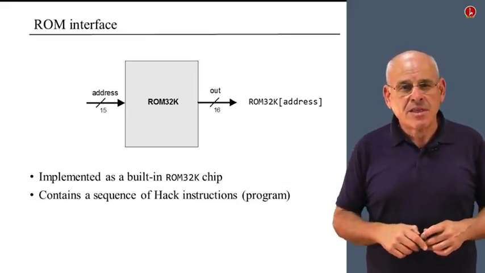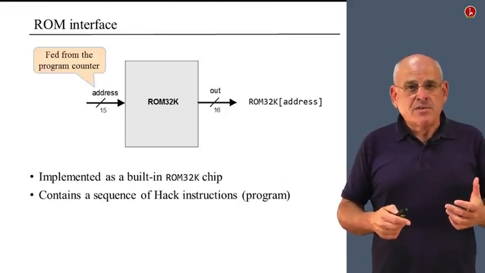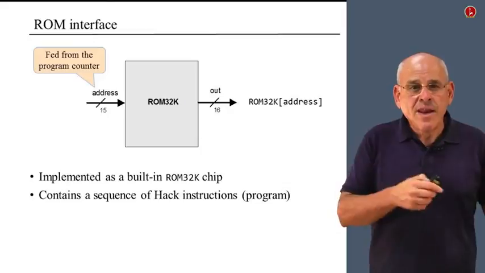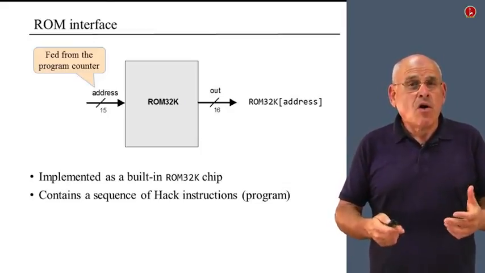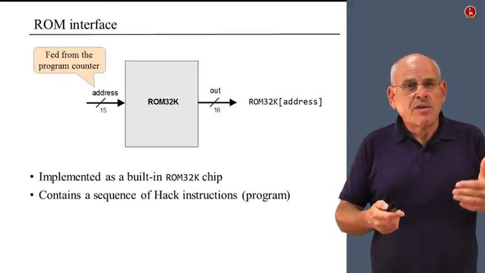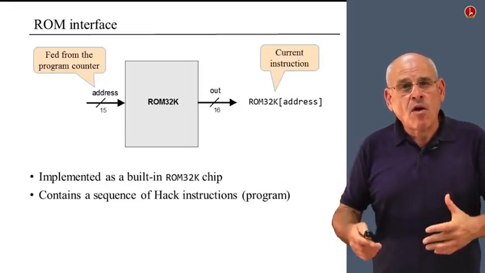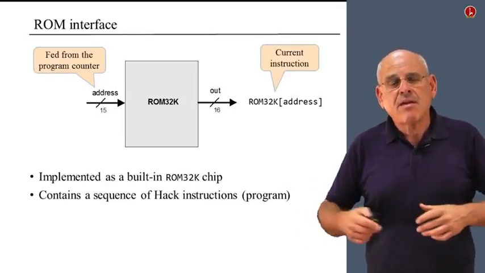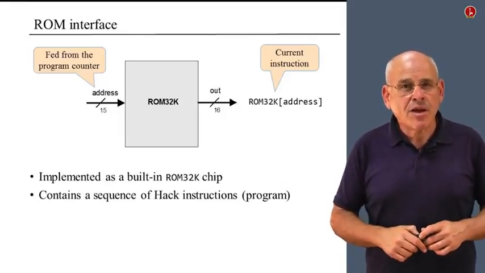So if I enter 17 into the address input, what will come out is the contents of register number 17. So it makes a lot of sense to take this ROM and connect it to the program counter, because the program counter always emits the address of the next instruction. So if we feed this address into the ROM, we are guaranteed that the ROM will always emit a 16-bit value that we can treat as the current instruction.